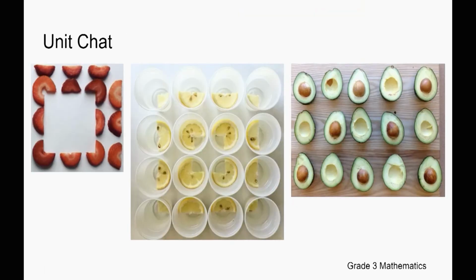Try to find or create your own unit chat at home today. How can you think about how many there are of something, and how would you represent that with equations? They don't have to just be made of dice. Be creative. Here are some ideas to get you started.